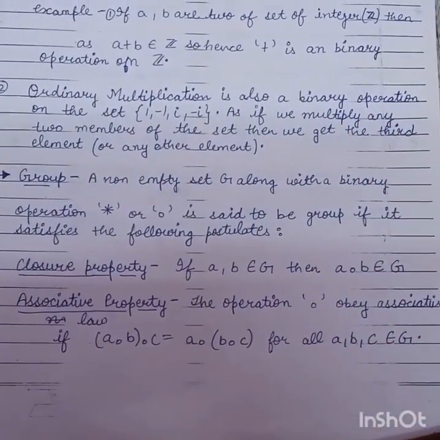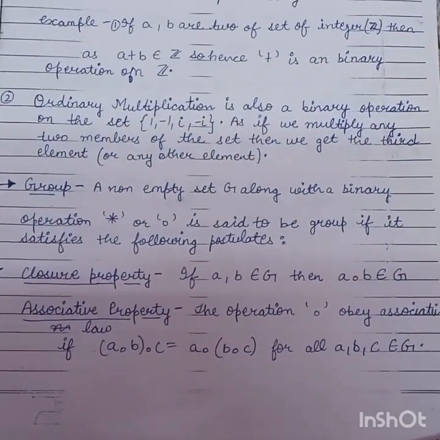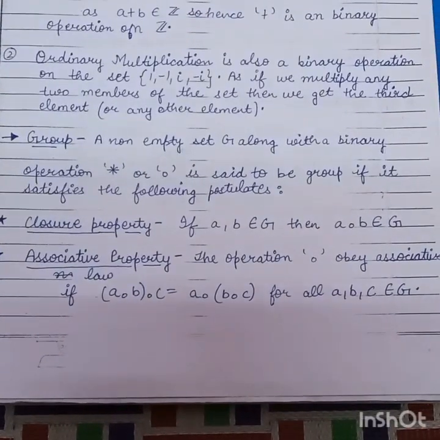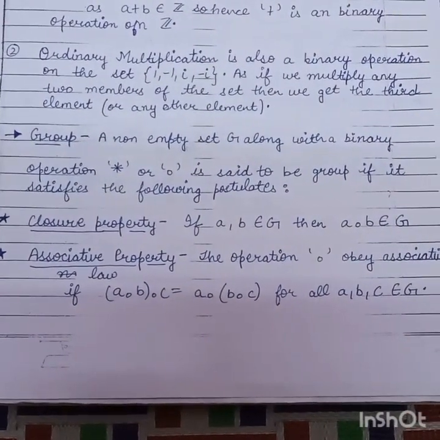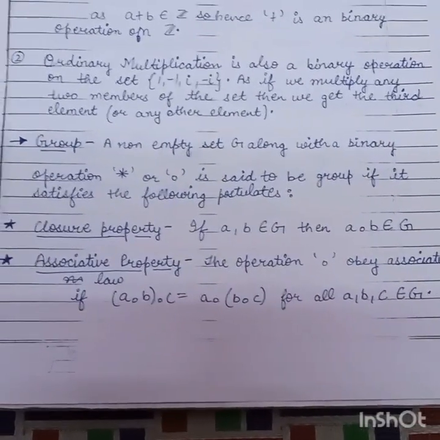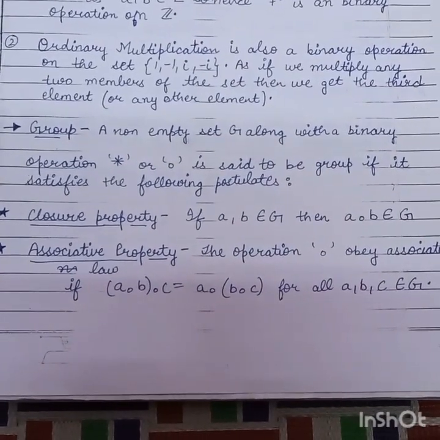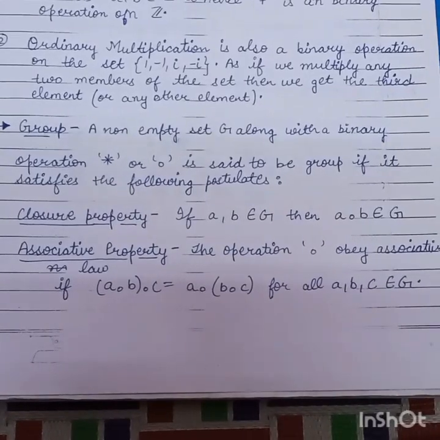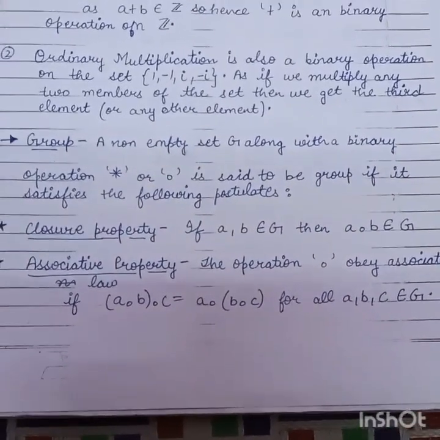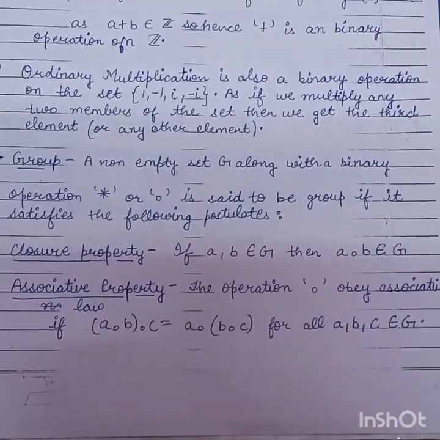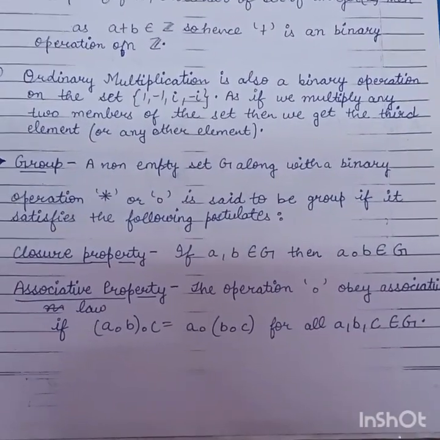Now we will describe what a group is. A non-empty set G along with a binary operation is said to be a group if it satisfies the following postulates. First, it must satisfy the closure property. It means if a, b belong to G, say a is an element of the group and b is any other element, then the binary operation on them must also belong to the group.